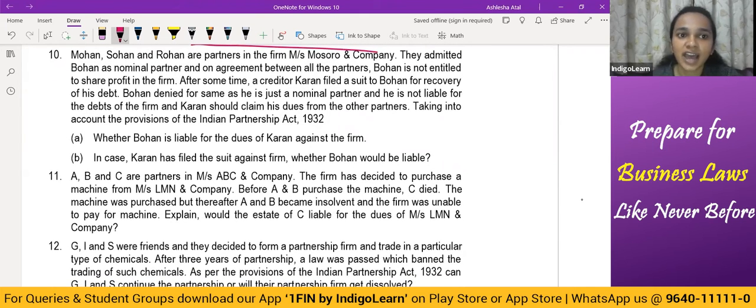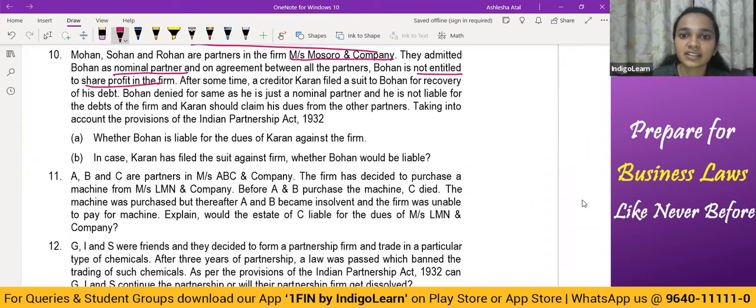Mohan, Sohan, and Rohan are partners in the firm Messrs. Mosoro and Company. They admitted Bohan as a nominal partner. Nominal partner means a partner for namesake, on agreement between all the partners. Bohan is not entitled to share profit in the firm. He's a nominal partner and he's not entitled to share any profit in the firm.